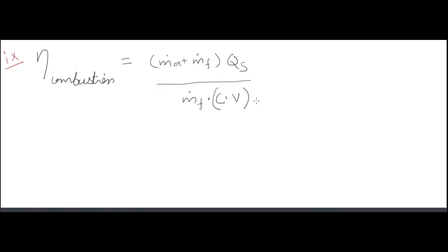Now the efficiency of combustion. Efficiency of combustion is equal to mass flow rate of air plus mass flow rate of fuel, into heat supplied, divided by mass flow rate of fuel into calorific value of the fuel. Because that much heat was supplied by the fuel and that QS was the only heat given to the system. So how efficient the heat given by the fuel was is computed using the efficiency of the combustion.